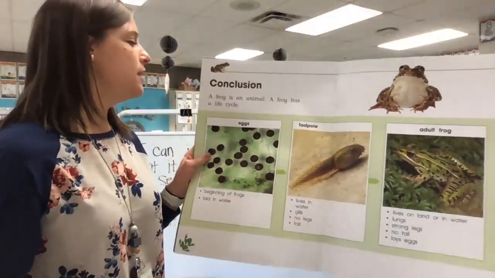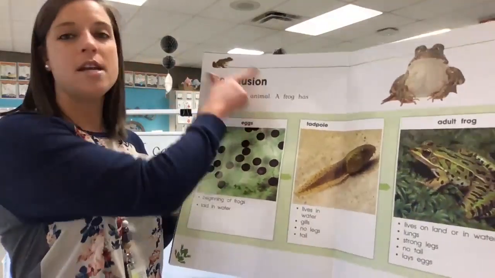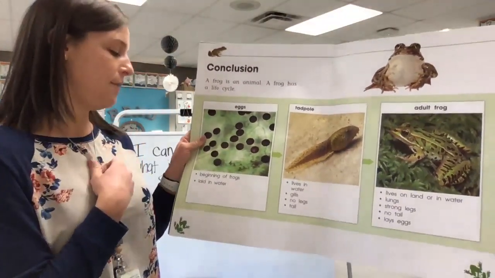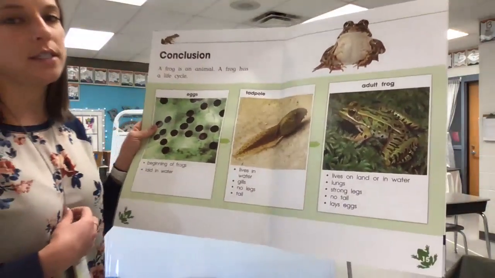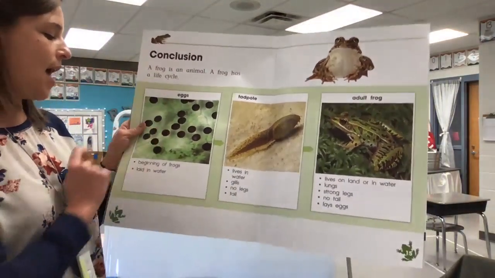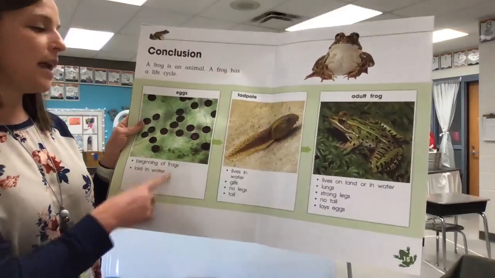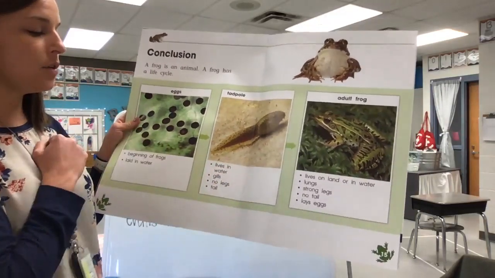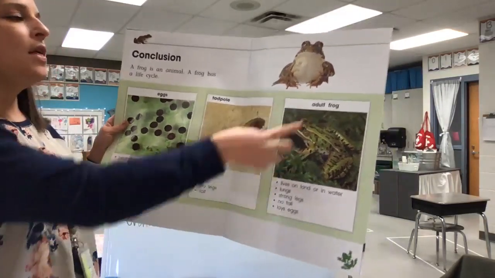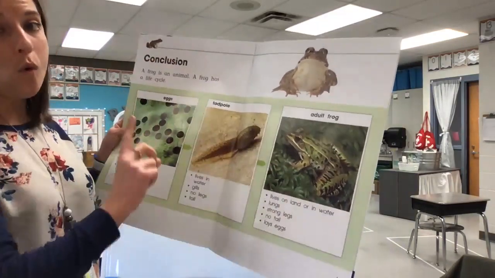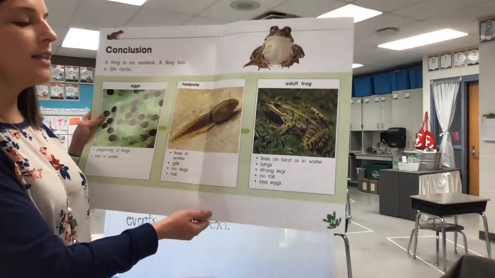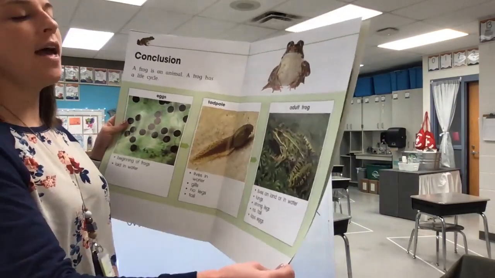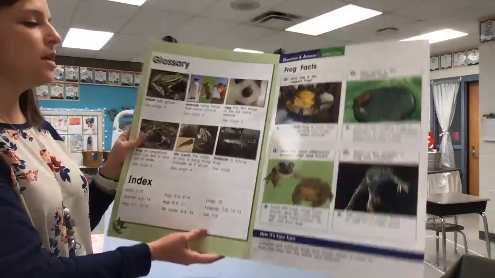So our conclusion says a frog is an animal. A conclusion is summarizing what we just learned. A frog is an animal, and a frog has a life cycle. And each picture right here shows us the different parts of the life cycle we learned. So it says eggs, the beginning of frogs, and they're laid in water. Tadpole, the tadpole lives in the water, has gills, no legs, and a tail. And then the adult frog lives on land or where? In water. It has lungs, strong legs, no tail, and lays eggs. So can a tadpole lay eggs? No, only the adult frog.